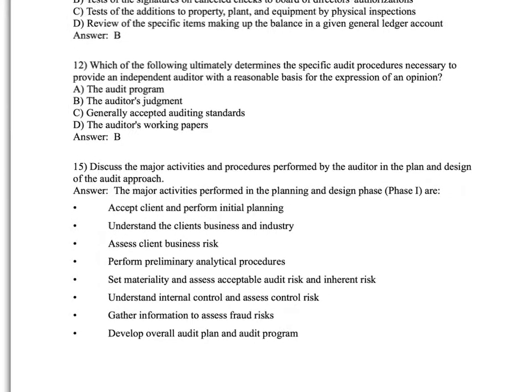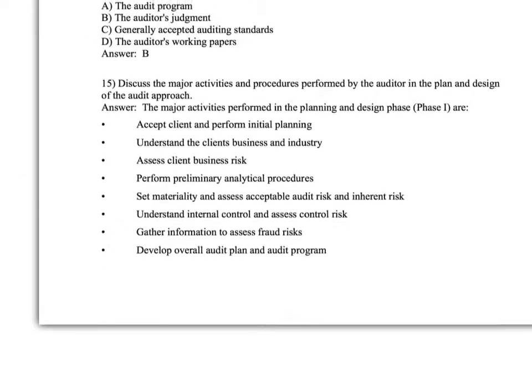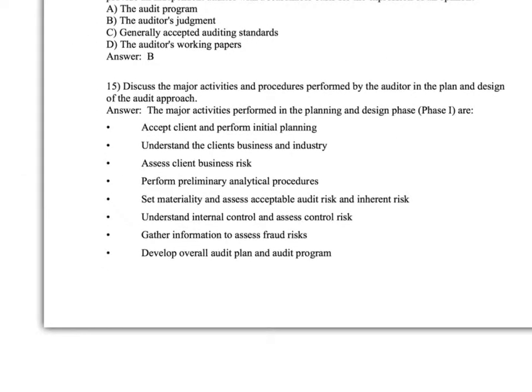Okay, so then we have the final one: discuss the major activities and procedures performed by the auditor in the plan and design of the audit approach. So these should start feeling familiar to you. You're accepting the client, you're understanding their industry, you're assessing their risk, you're performing preliminary analytics, you're setting materiality, you're understanding the internal controls, you're assessing fraud, and then you're developing the audit plan and audit programs. So that's it for this audit plan and program chapter.